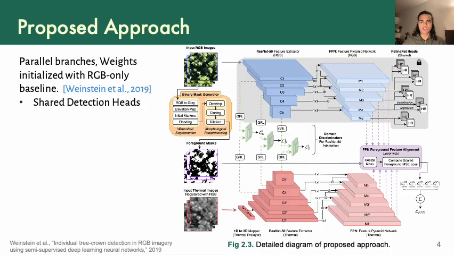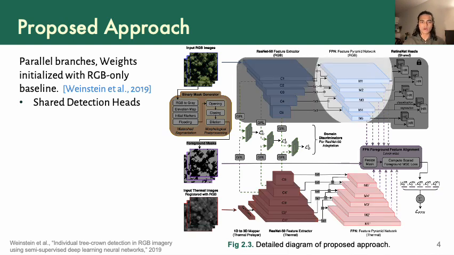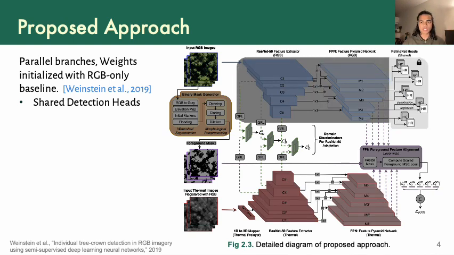The diagram on this slide visualizes the proposed approach ShadowSense, which consists of two parallel branches based on the RetinaNet architecture, each comprising a ResNet 50 feature extractor and a feature pyramid network, or FPN. The detection heads are shared between both of these branches, and since RetinaNet expects 3-channel image inputs, we also prepend a 1x1 convolutional layer to map the 1-channel thermal images to 3 channels.